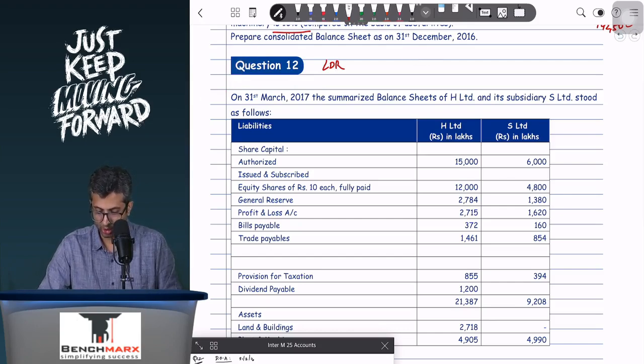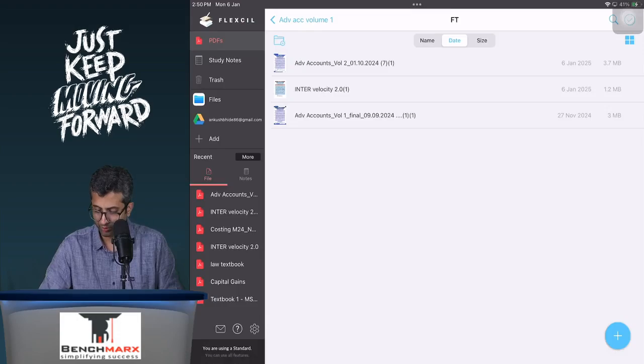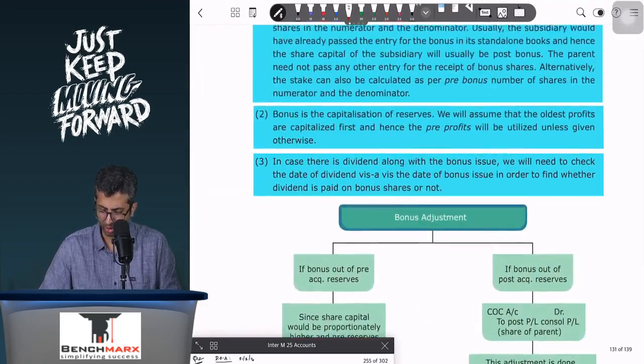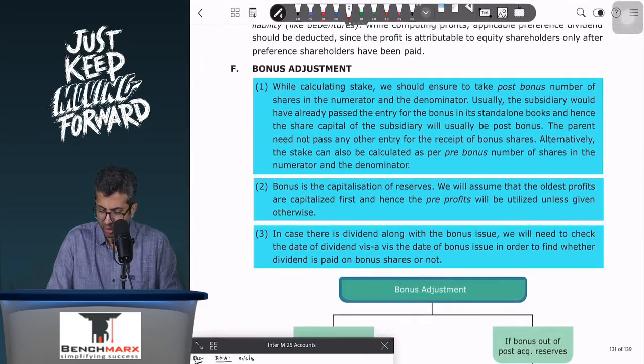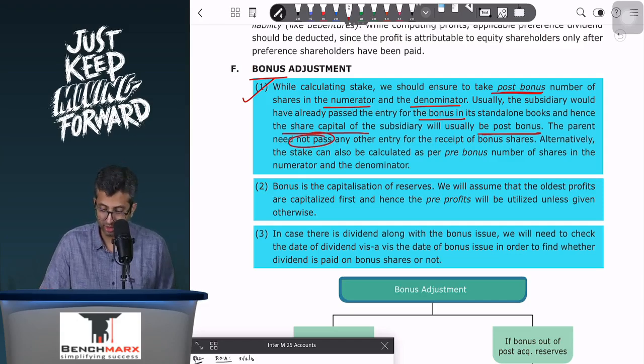And over here, there is also some theory. This will be there for bonus shares. Not very important, but in case it comes, you should be aware. For bonus adjustment, while calculating the stake, we should ensure the post-bonus number of shares in the numerator and the denominator. Both of them have to be either post-bonus or pre-bonus. Usually, the subsidiary would have already passed the entry for bonus in its standalone books, and hence the share capital would usually be post-bonus in the balance sheet. The parent need not pass any entry. There is no entry for bonus in the parent's books or the recipient's books. No other entry for receipt of bonus shares.